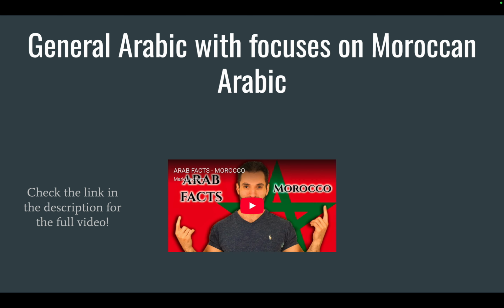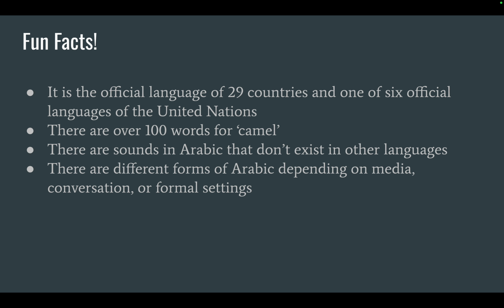The next three slides provide some interesting facts about Moroccan Arabic and loanwords, so feel free to watch the video at your leisure. On our next slide, we also discuss some fun facts about the general Arabic language that we found, such as it is the official language of 29 countries, and it is one of the 6 official languages of the United Nations. There are over 100 different words just for camel. There are sounds in Arabic that don't exist in other languages that we had mentioned previously. And there are different forms of Arabic depending on media, conversation, or formal settings.